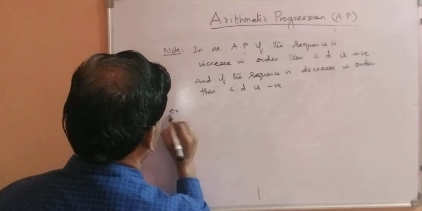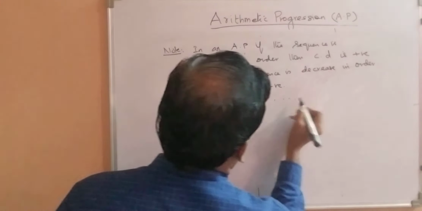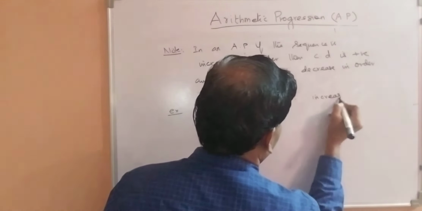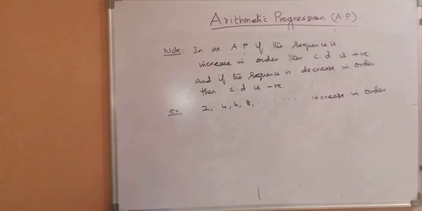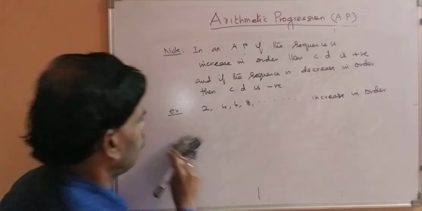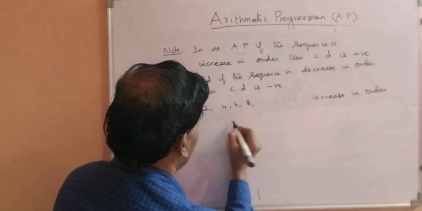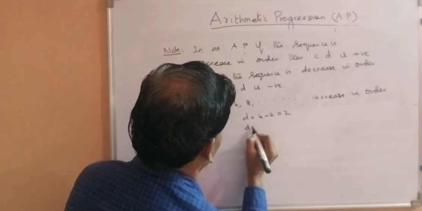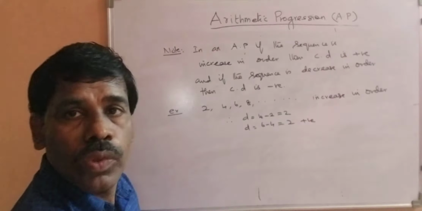For example, 2, 4, 6, 8, etc. It is in increasing order. Correct or not? It is in increasing order. Therefore, see the common difference. 4 minus 2 equal to 2. 6 minus 4 equal to 2. So it is positive. Okay.